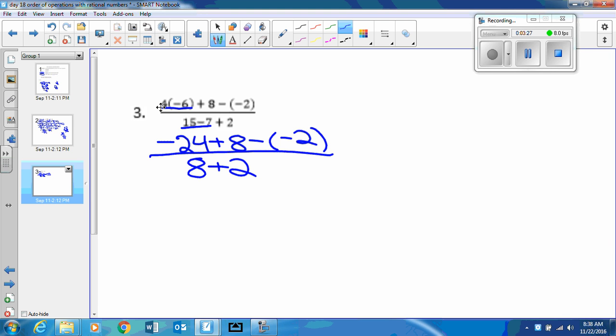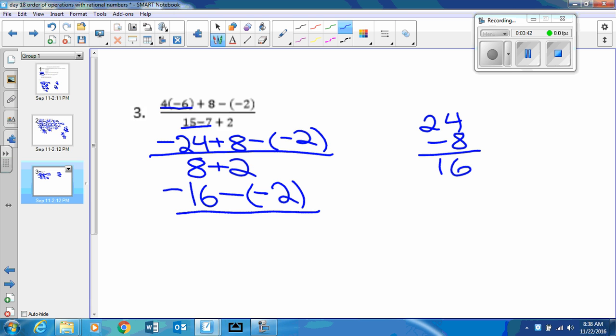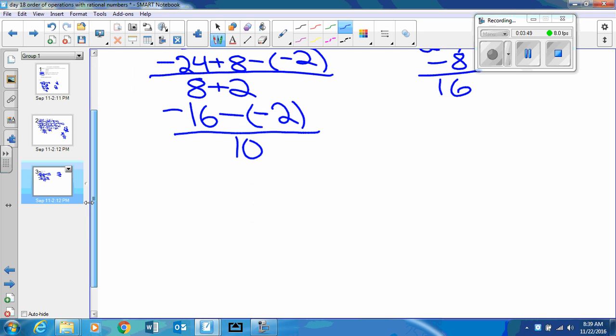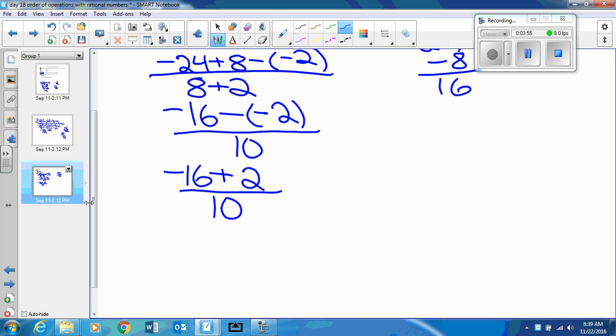Back in the numerator, now I would add -24 and 8. They're different signs, so I would subtract their absolute values. 24 minus 8 is 16. So back at the original, I would keep the negative sign. So it's -16 minus -2. In the denominator, 8 plus 2 becomes 10. Back in the numerator, to do the subtraction, keep, change, opposite. So it's -16 plus 2 divided by 10.